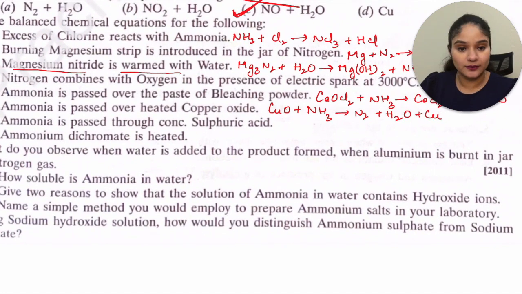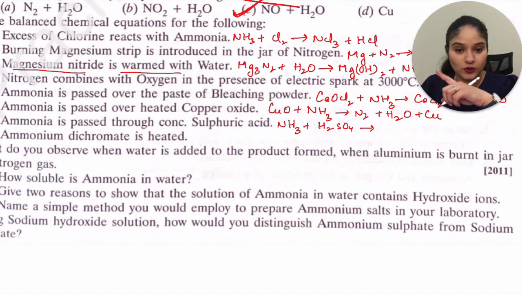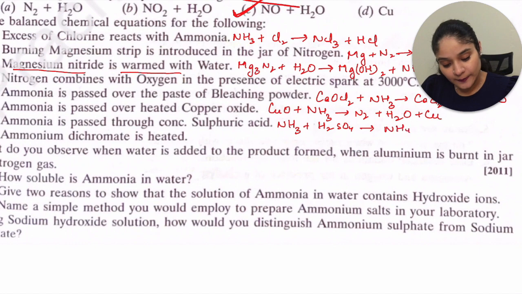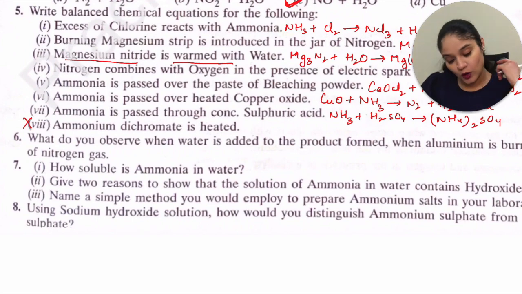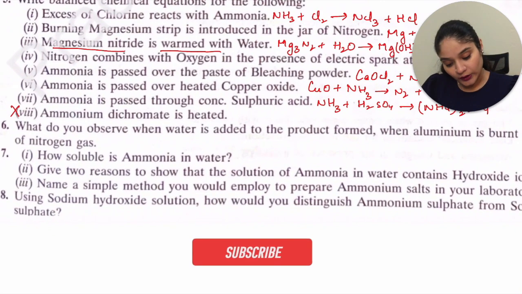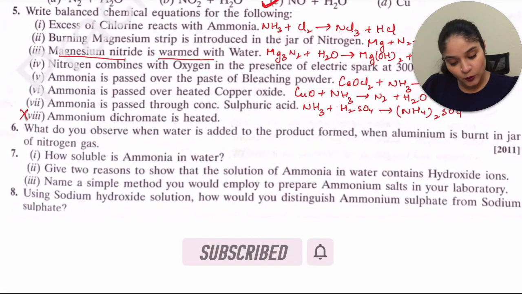That's it. Now the next question is ammonia is passed through concentrated sulfuric acid. So ammonia plus H2SO4. We did this question in the first part also. So that is (NH4)2SO4. Then ammonium dichromate is heated. This is not in the syllabus. Now the next question is, what do you observe when water is added to the product formed when aluminium is burnt in a jar of nitrogen gas?